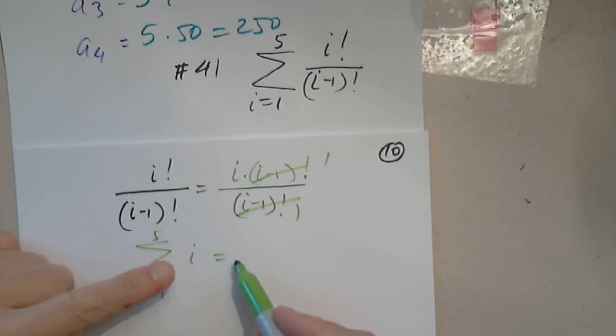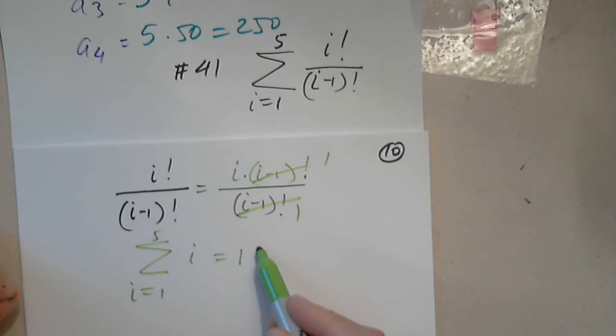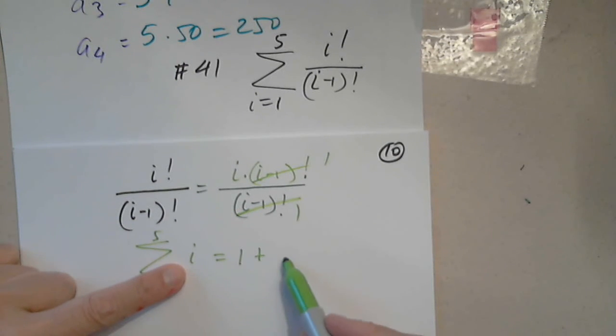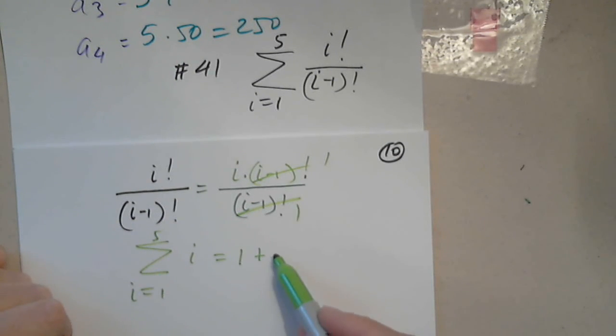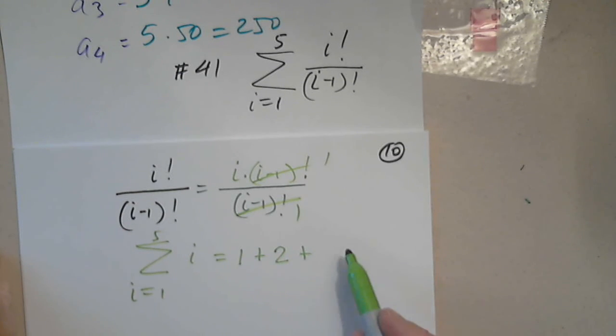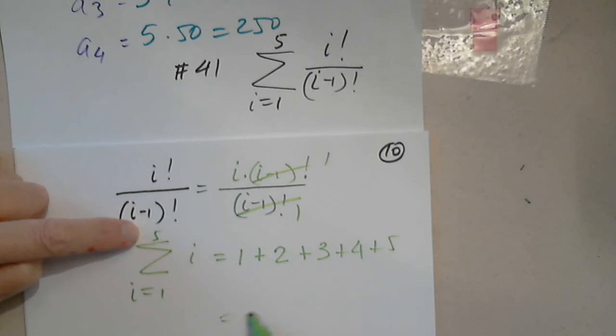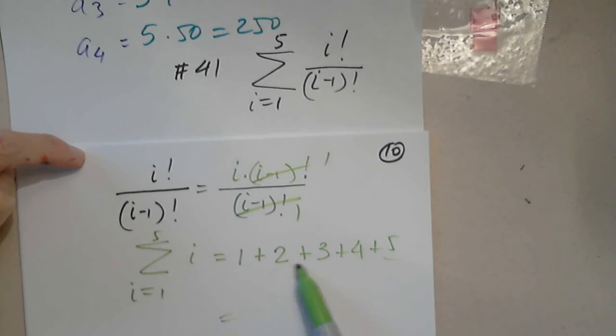So when i is 1, I get 1 plus. When i is 2, what do I get? 2. Very good. Plus, when i is 3, what do I get? 3. Very good. And plus 4, and then I have to stop at 5. Not a big deal. The 5 plus 5 is 10 and 15.